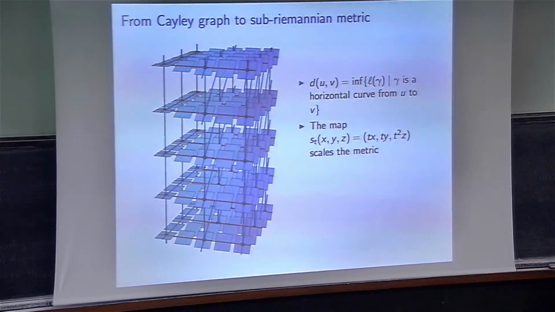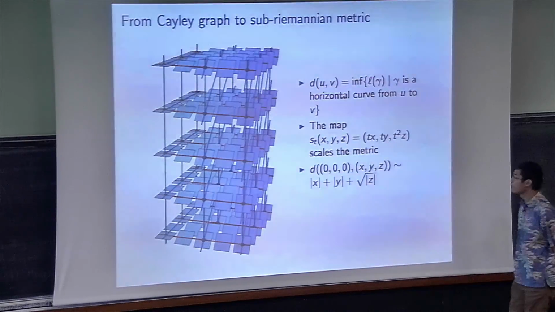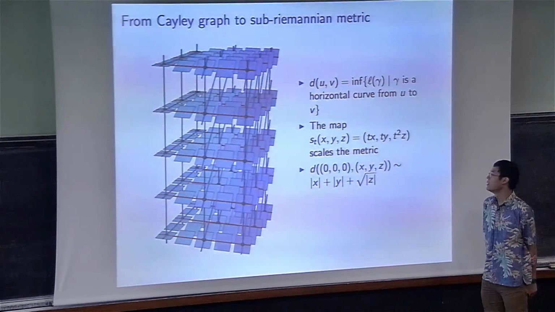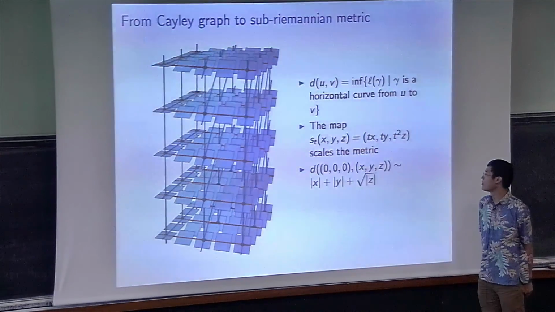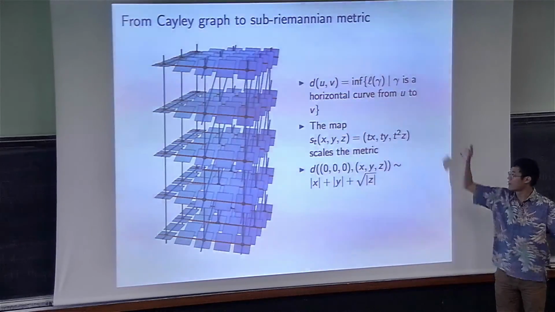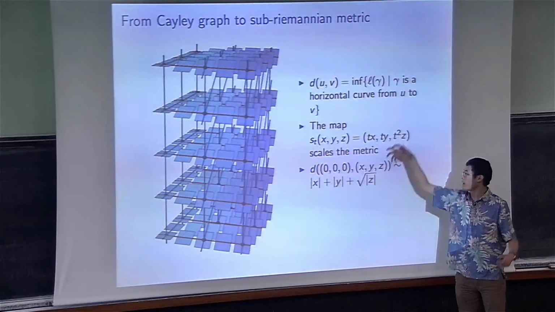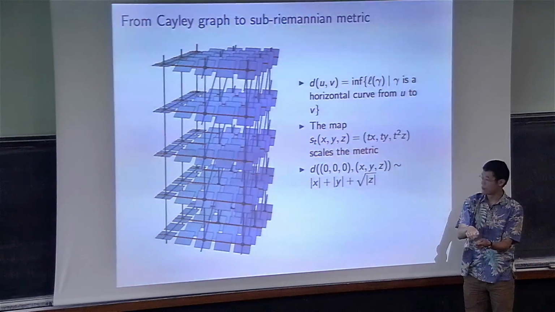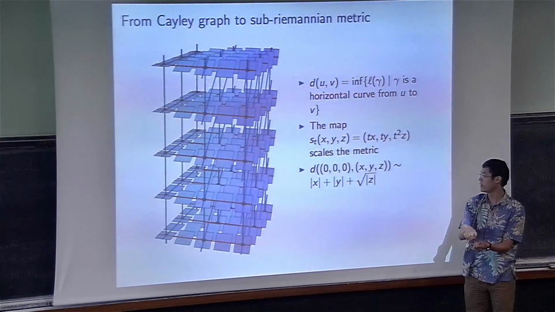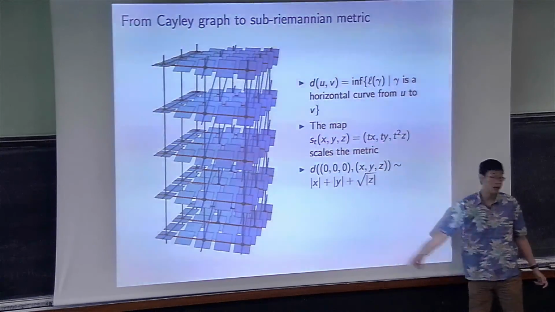And so consequently, what can we conclude about the geometry? One, we can show that the distance between 0, 0, 0 and x, y, z is approximately norm x plus norm y plus root norm z. And this follows essentially from this scaling map. Because if I have a point like this, I can scale it down to put it into a small ball around the identity, connect it by a horizontal curve in that small ball, and then scale back up to get a geodesic from 0 to x, y, z.